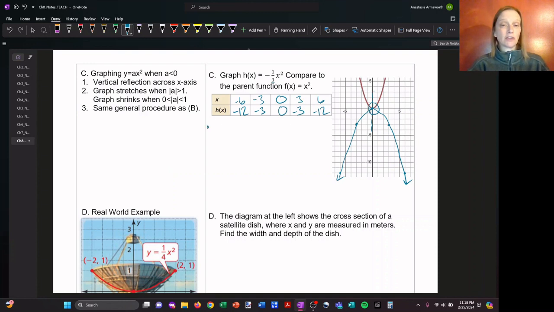This is a reflection, so H is a reflection of F because of the negative sign, because a is negative.